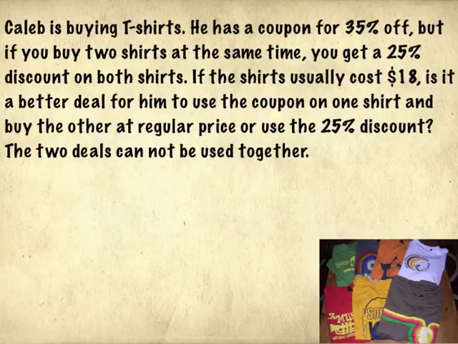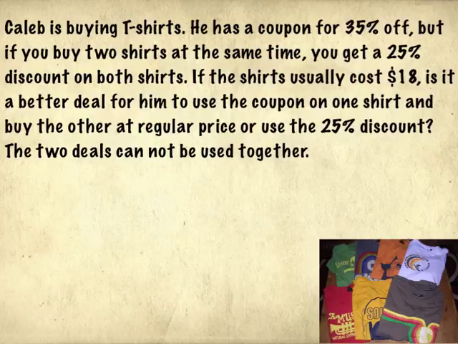So Caleb is buying t-shirts. He has a coupon for 35% off, but if you buy 2 t-shirts at the same time, you get a 25% discount on both shirts. If the shirts usually cost $18, is it a better deal for him to use the coupon on one shirt and buy the other at regular price, or use the 25% discount? The two deals cannot be used together. So you can see that this would be really useful information to have when you are shopping.